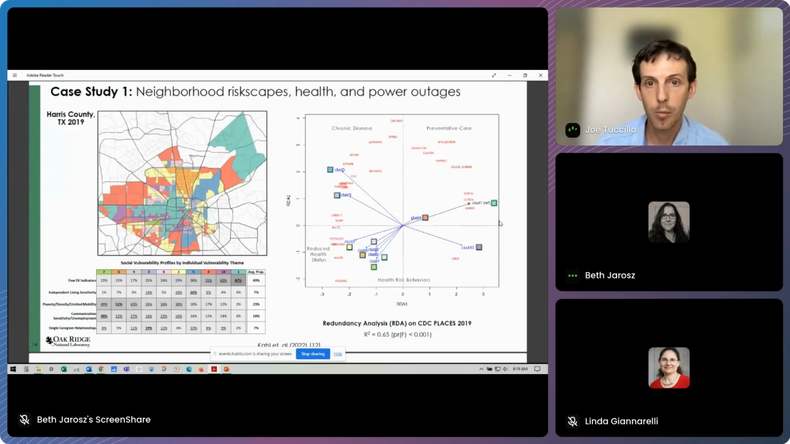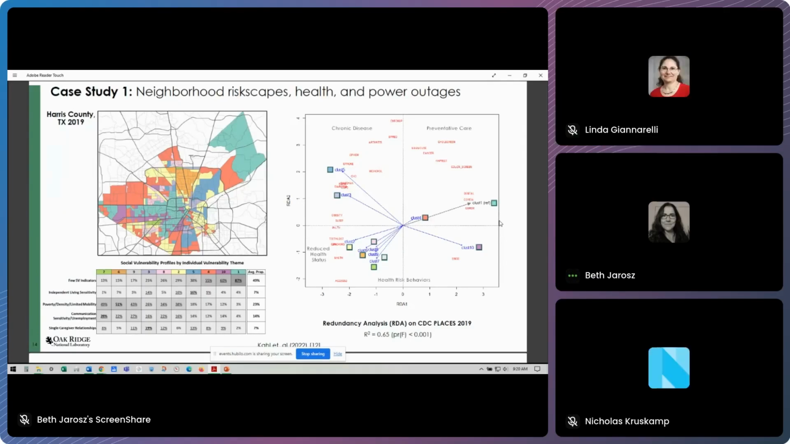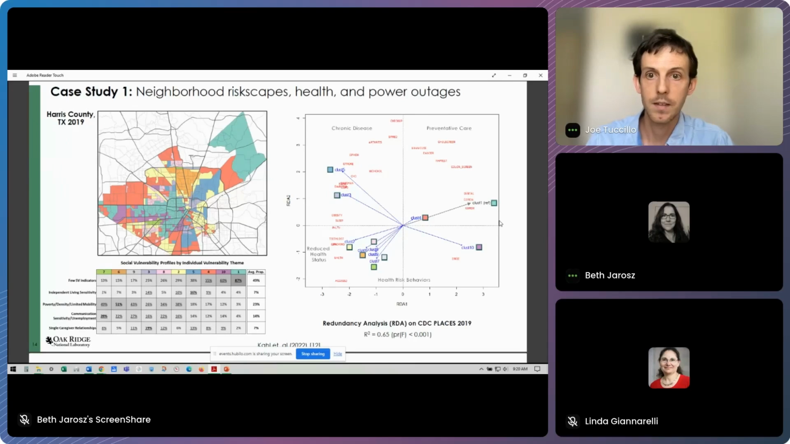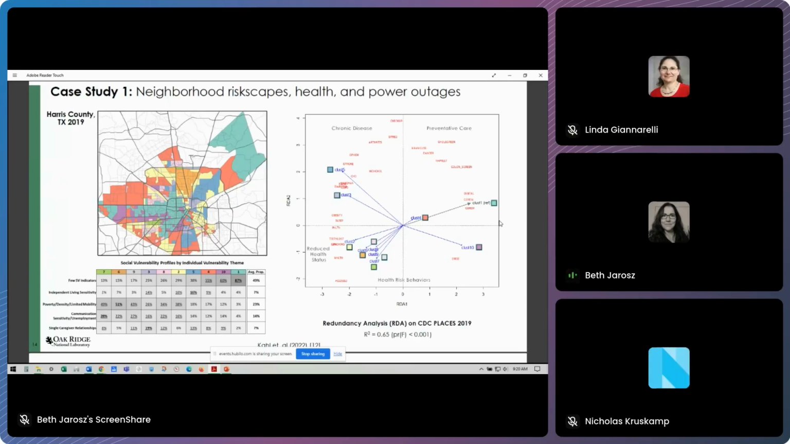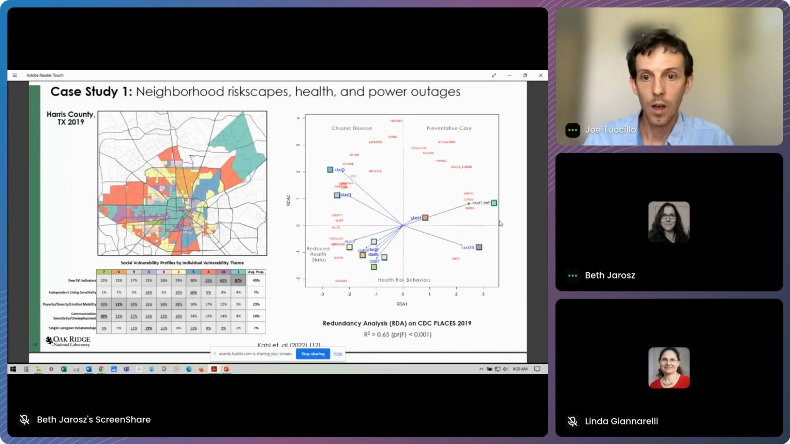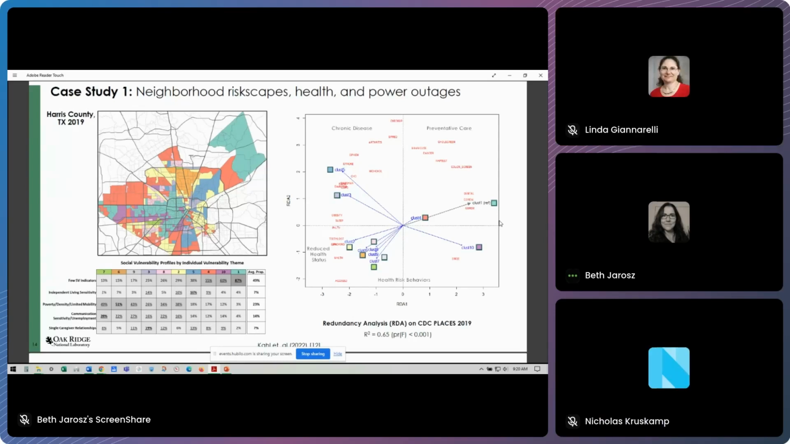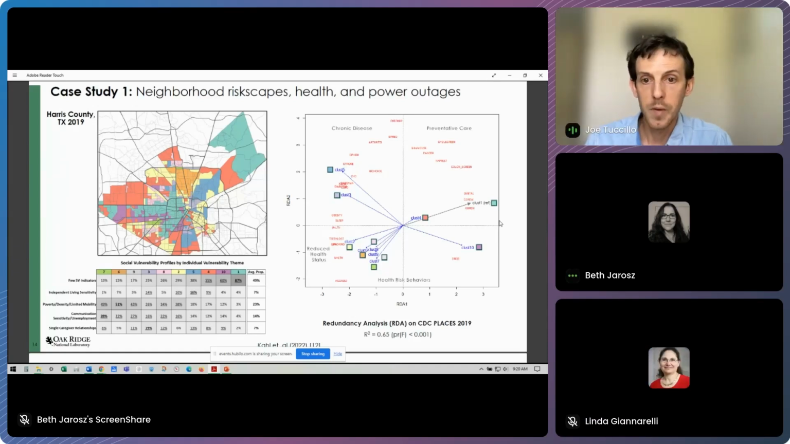So next I want to cover some research highlights over the past couple of years that Likeness has supported. The first of these is purely residential, so non-mobility based, focused on neighborhood riskscapes, health, and power outages related to winter storms that affected Texas in early 2021. So this effort involved generating a neighborhood typology for Harris County based on coupling individual and social vulnerability.